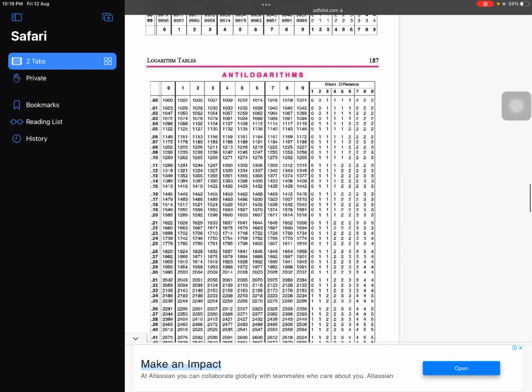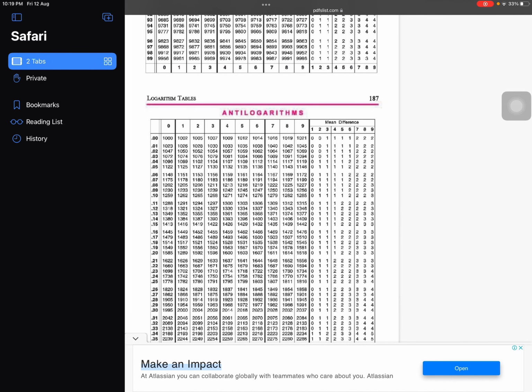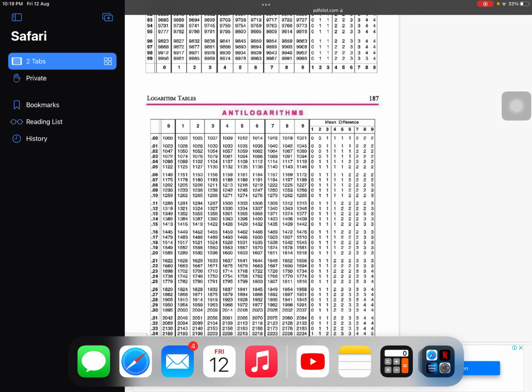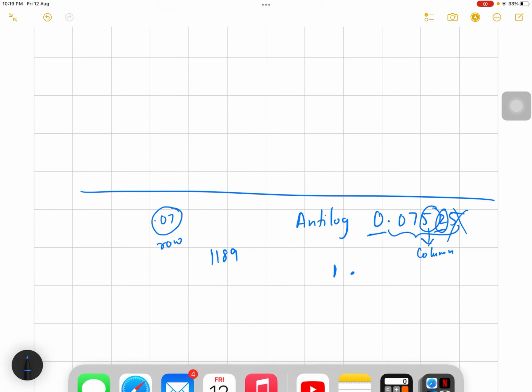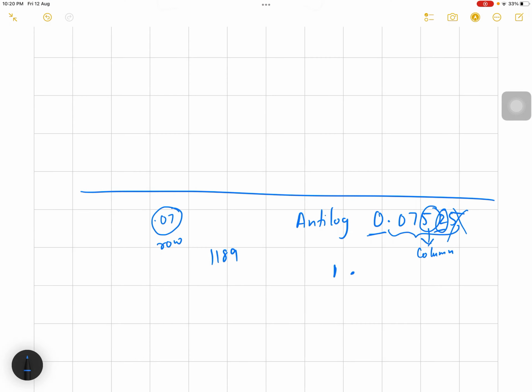So let's go to the antilog table. Row 0.07 column 5 is 1189. And mean difference, you have to see 2. For 2, the mean difference is 1. So you have to add 1 plus 1. So it becomes 1190. Oops, sorry, this is not the way, I did it wrong.